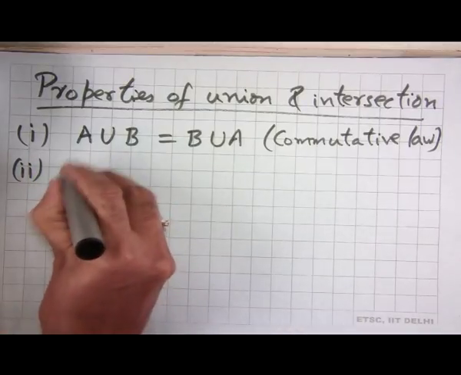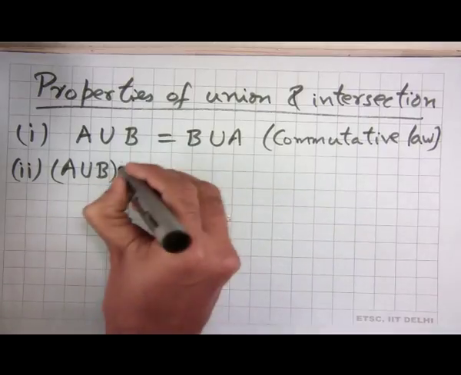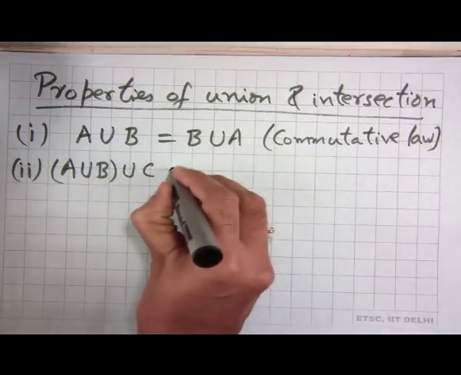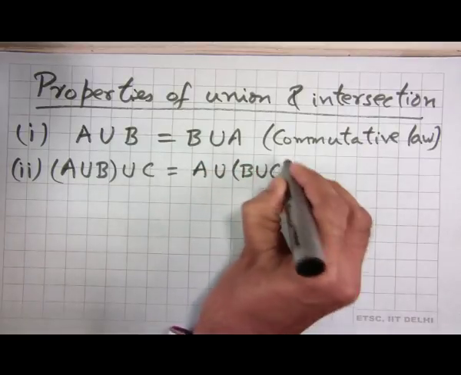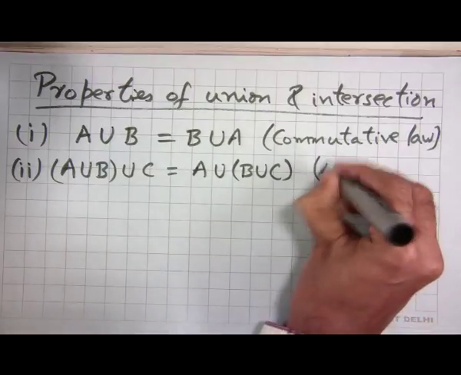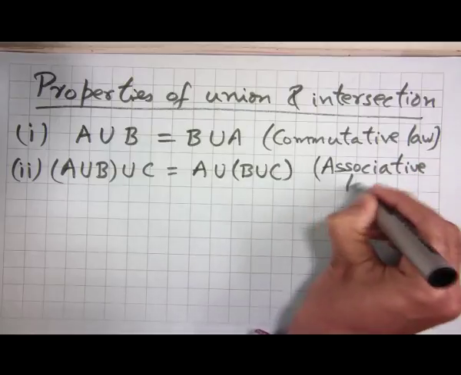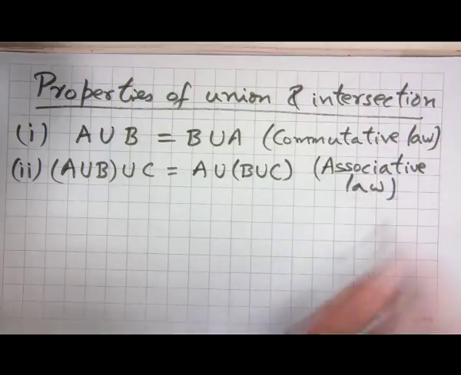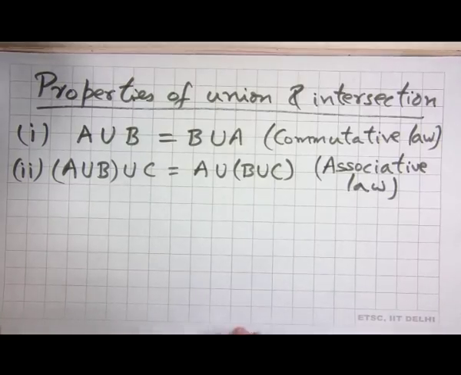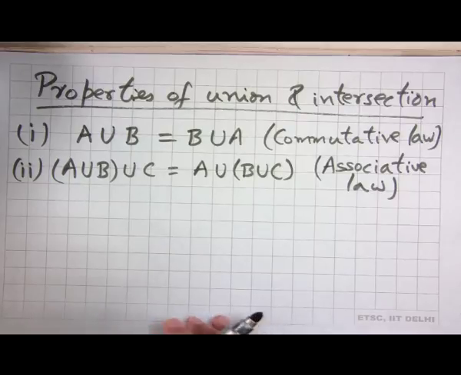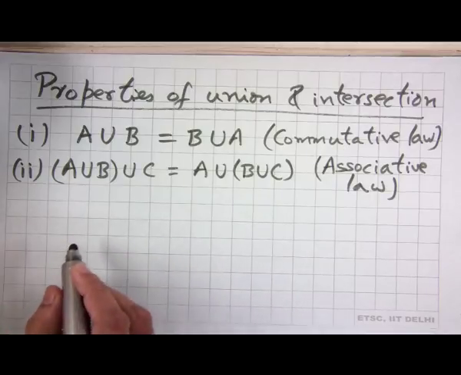Second is, if I have three subsets, then A union B union C is the same as A union with B union C. This is called the associative law. You must have heard these terms for addition of real numbers, that addition is commutative, addition is associative. Similarly, taking union is commutative and associative.